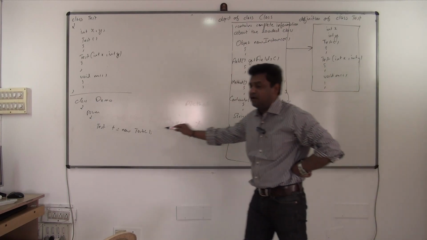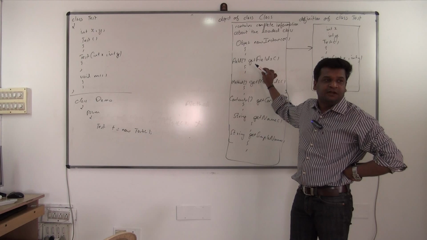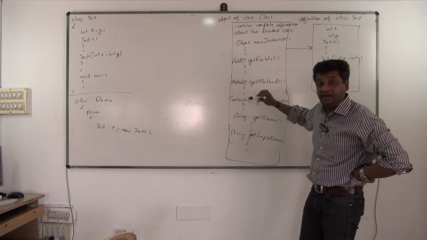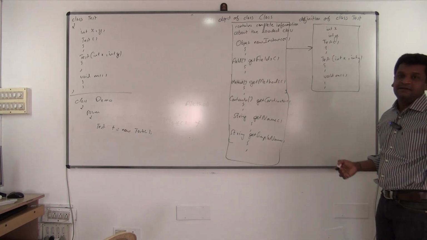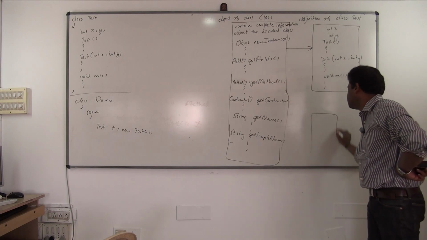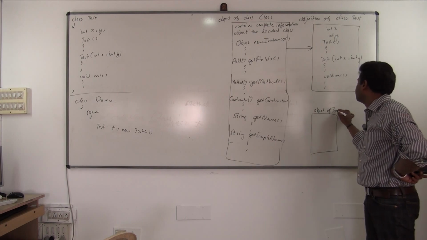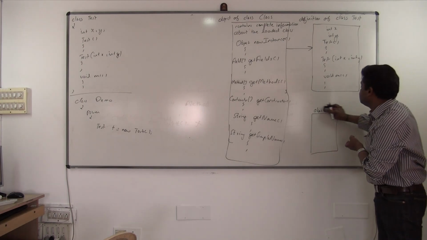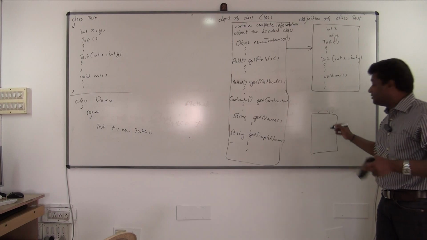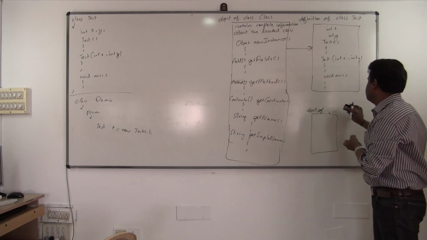As soon as I write this one line, the test class got loaded, and implicitly an object of class gets created. Then what happens? A test object gets created. See, this is a test object now. Get the clear idea. That is the definition of class test. This is an object of test.